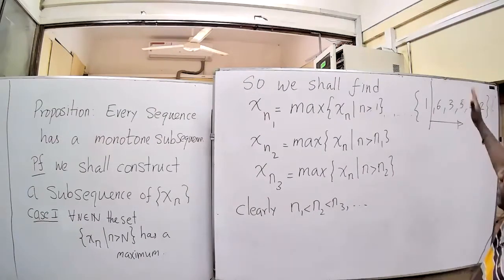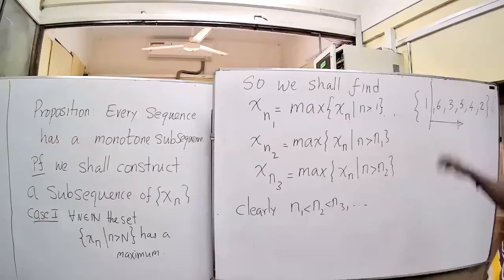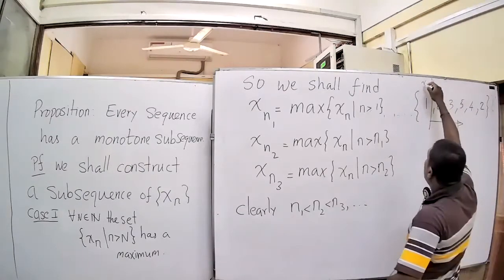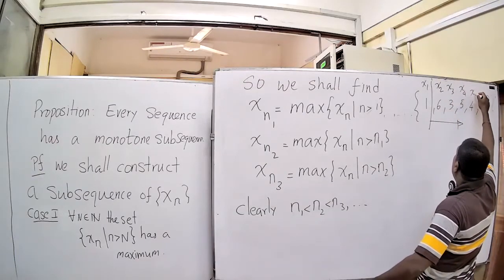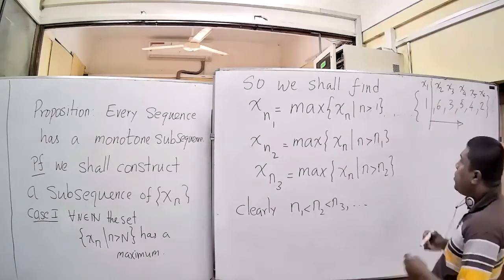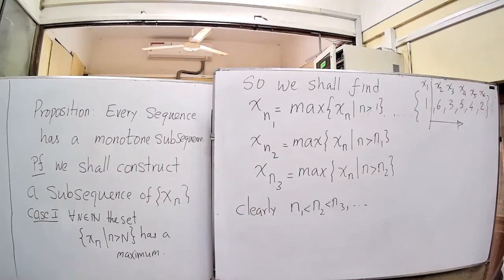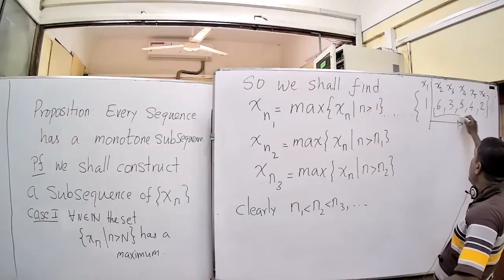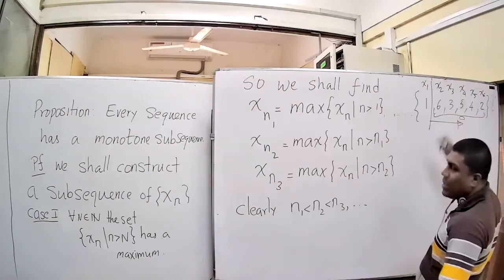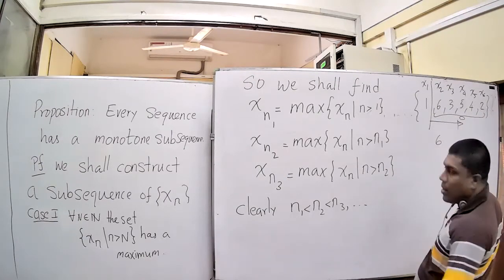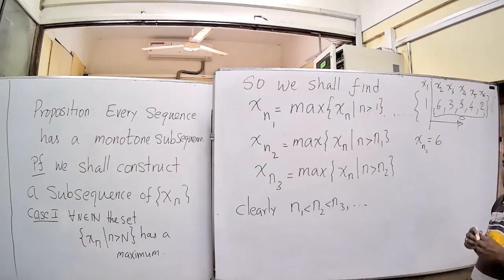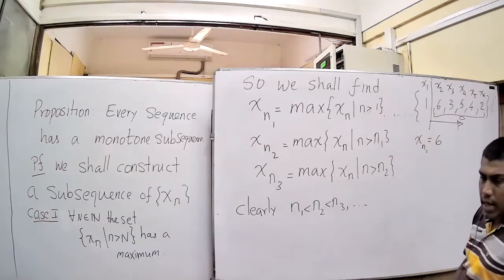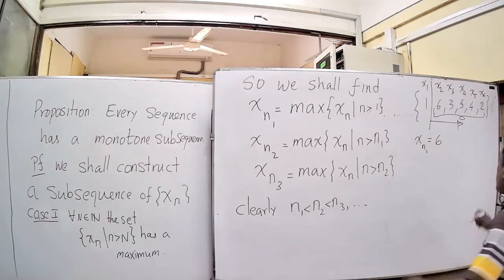So here what I am going to do is first pick the first number, N equal to 1. This is my x1, x2, x3, x4, x5, and x6. So x1, and n greater than 1 means everything after that: x2, x3, x4, x5. I take this set, and in this set my maximum is 6. So that is my xn1, which is actually x2.